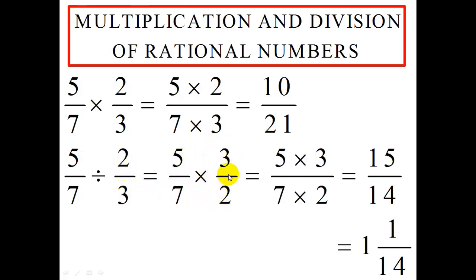Now we are back to multiplication, so we multiply the numerators and the denominators. So 5 times 3, then 7 times 2. 5 times 3 equals 15, and 7 times 2 equals 14. So we have 15 over 14. This is an improper fraction, and as a mixed fraction it equals 1 whole number 1 over 14. That is, 14 goes into 15 once. That is the whole number, and the remainder is 1 divided by 14.